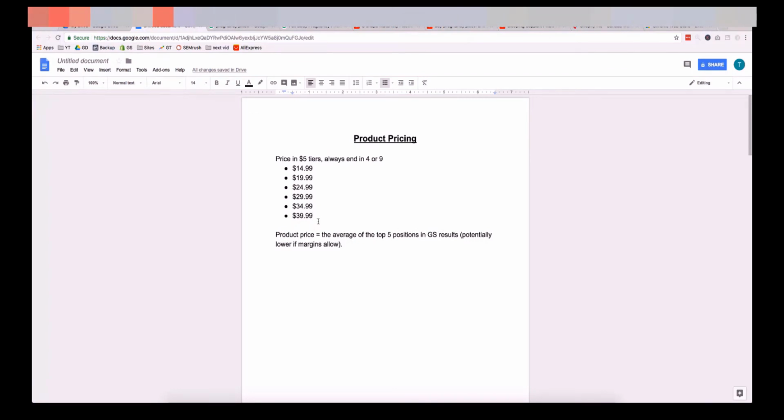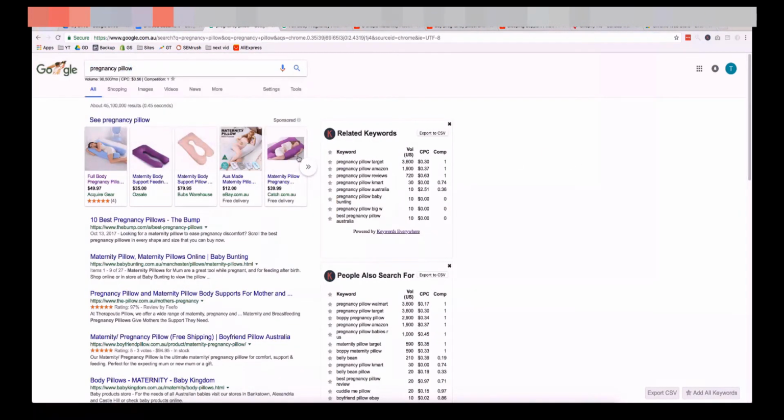Okay, so now that's clear. How do we choose the right price for the product? Because we need to choose a competitive price in order for our ads to be displayed in Google Shopping and get a high rank. So what I normally do, say the product that we want to sell is a pregnancy pillow. I've typed pregnancy pillow into Google. These are the top 5 results that it's showing me. So Acquire Gear, that's a dropshipping store, has the first spot and their product price is $49.97.